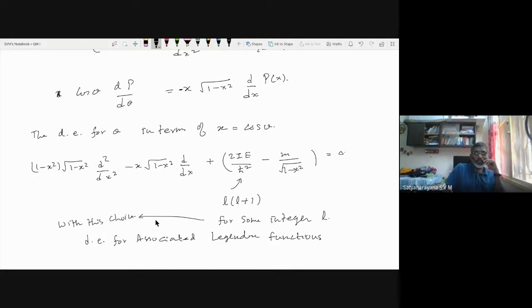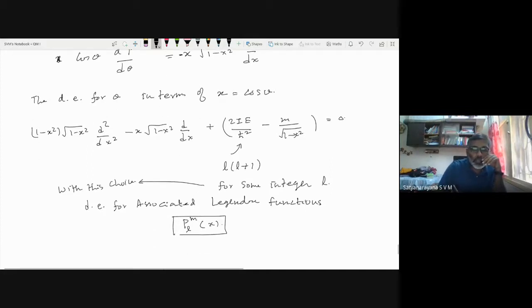Associated Legendre functions, which are written in this following fashion: PLM of x. Remember, x is cos theta. If m is equal to 0, then they are called Legendre polynomials. Okay, these are not polynomials, these are called associated Legendre functions. But if m is equal to 0, then we have PL of x, and these are Legendre polynomials.